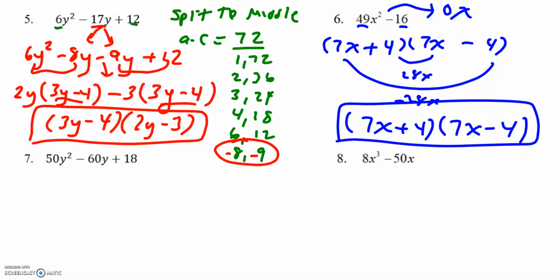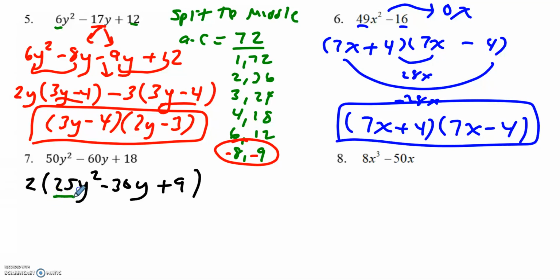Number 7, first question, do I have a greatest common factor? Well, if I look at 50, 60, and 18, they're all even, so I at least can take out a 2. So if I do that, I'd be left with 25y squared minus 30y plus 9. Then I look at what I have left. Notice we don't have 4 terms, so I can't group, but I do have a trinomial, highest power of 2. So we can see where we can go from here.